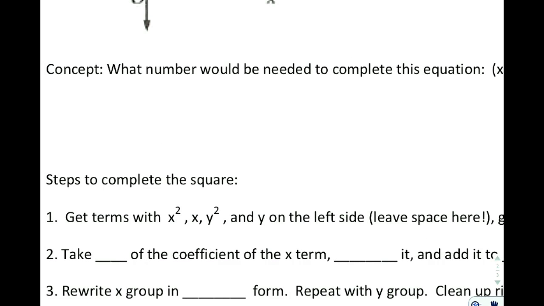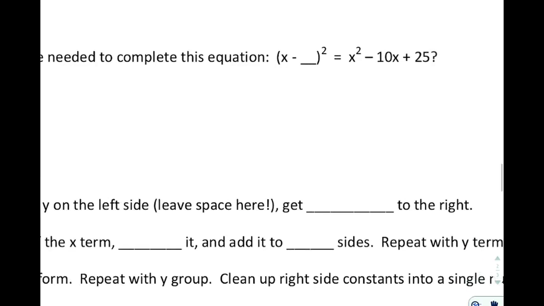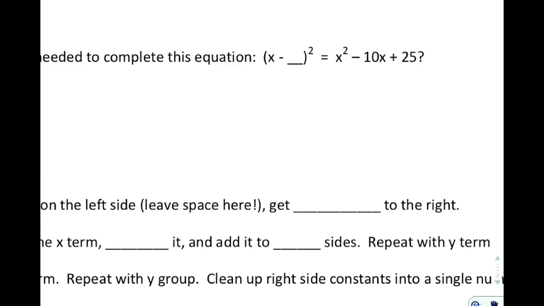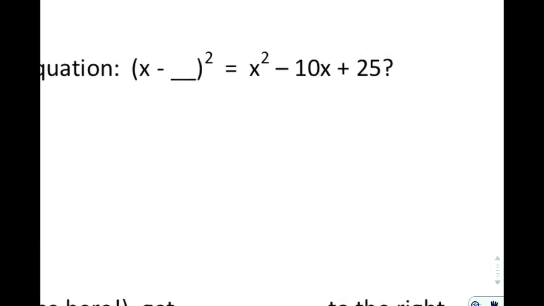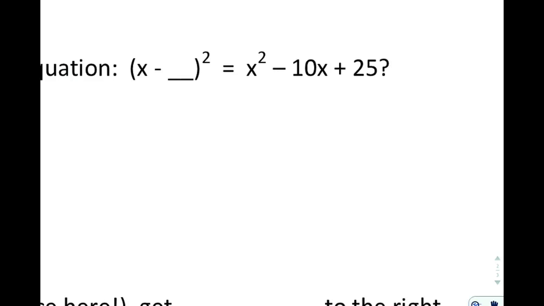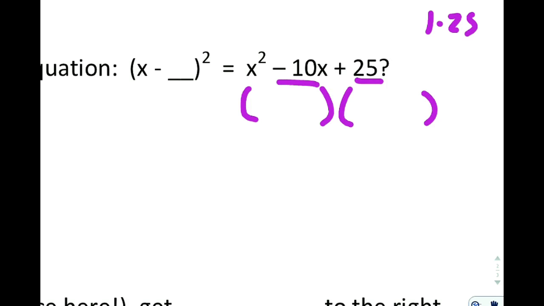What we're going to do is kind of work through step by step. We're going to start out with the concept. So what number would be needed to complete this equation? X minus what, squared, is equal to x squared minus 10x plus 25. If you were to factor this, so let's work backwards for a second, you would say, what are two numbers that multiply to 25 and add to negative 10? Well, numbers that multiply to 25, you've got 1 and 25, you've got 5 and 5, and that's about it. Or you could have negatives of all of these.